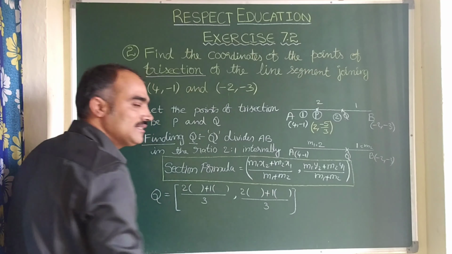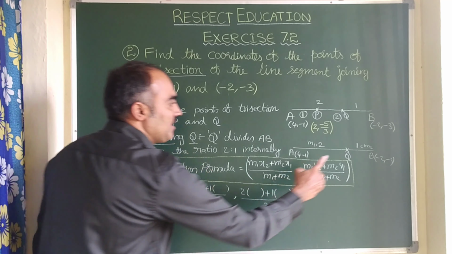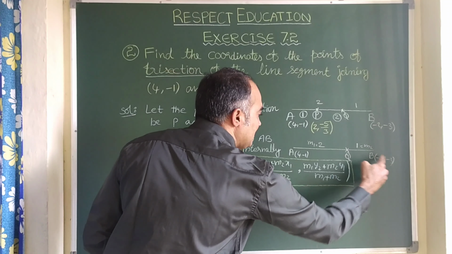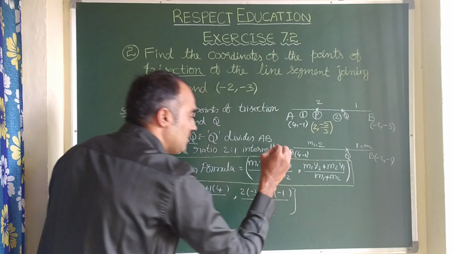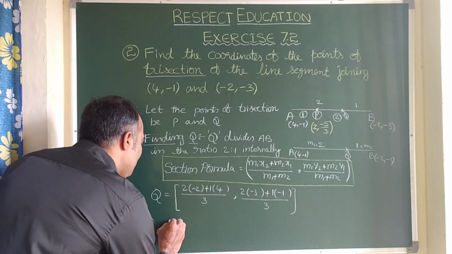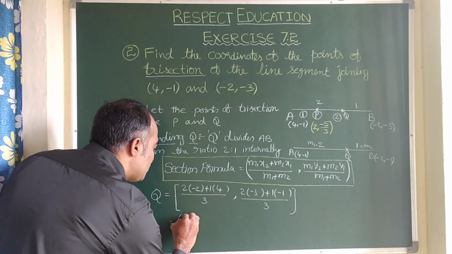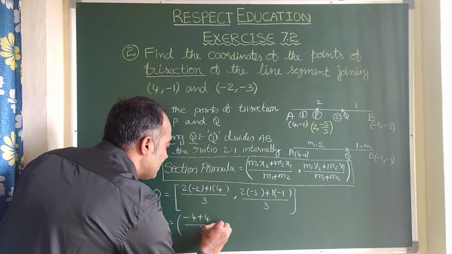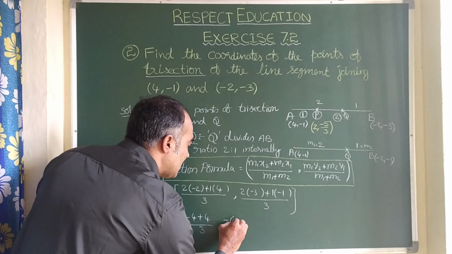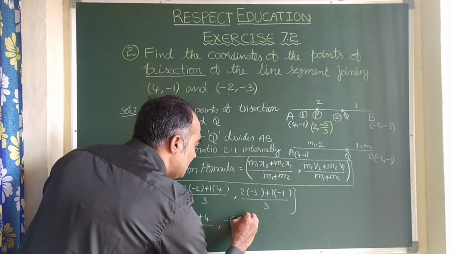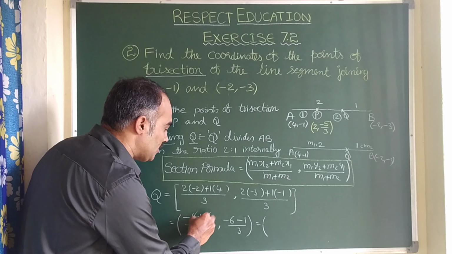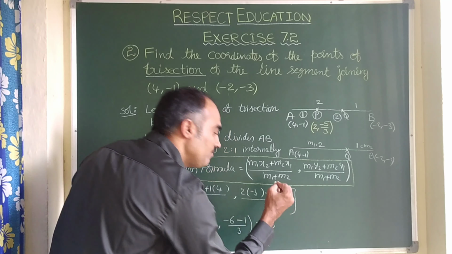Now we are going to fill up these blanks with x2, x1. See, minus 2 and then 4. Now y2, y1: minus 3 and minus 1. Clear? So here let us simplify this. 2 into minus 2 is minus 4, plus 1 into 4 is plus 4, by 3, comma, 2 into minus 3, 2 3s are minus 6. Here plus and minus is minus, so 2 3s are 6. Plus into minus is minus, 1 1 is 1, by 3. Right? So on simplification, minus 4 plus 4 get cancelled, 0 by 3 is 0.